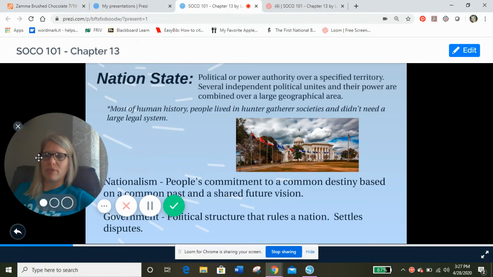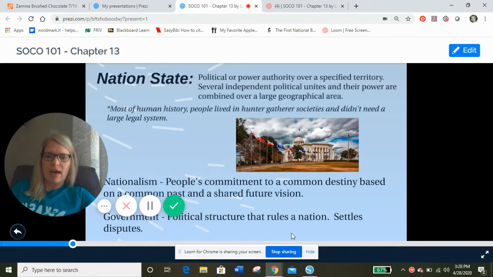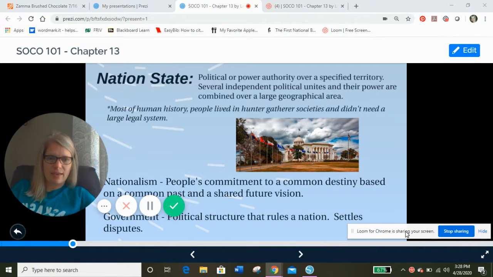Within a nation state there usually is a government, or that physical political structure that rules over the nation. So our nation state is made up of smaller political units, but the nation state is one overall. And then they have a system of government within that nation state, which rules the nation, produces rules and laws, in ways that the nation state behaves.